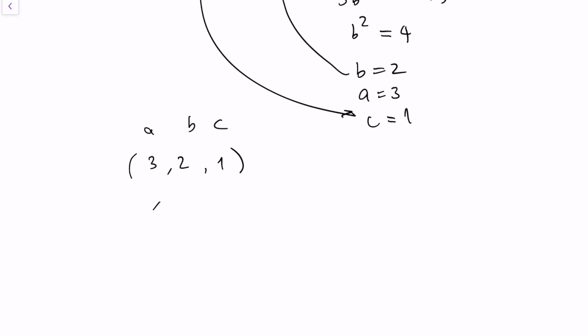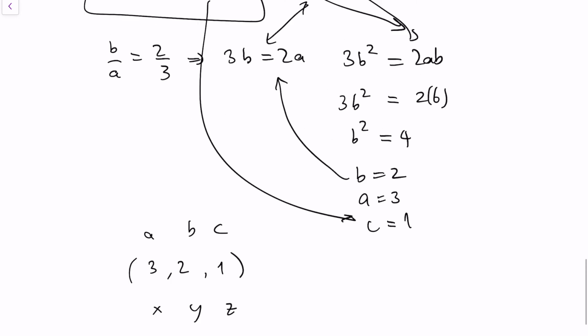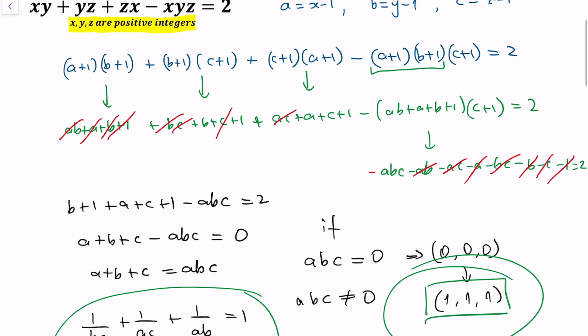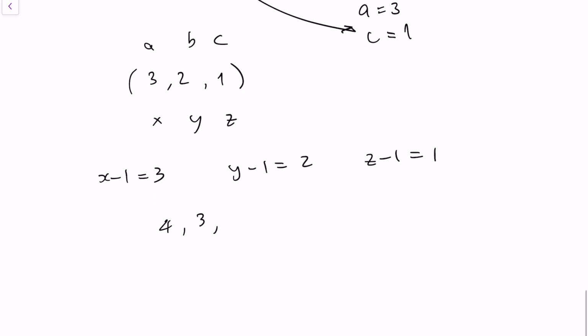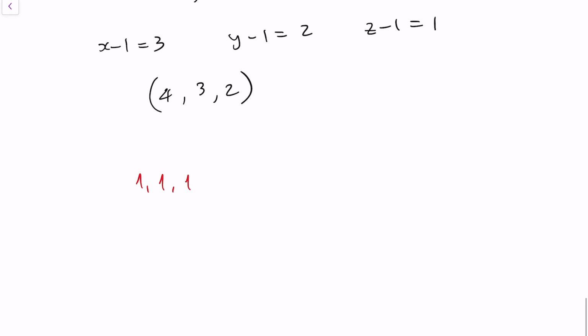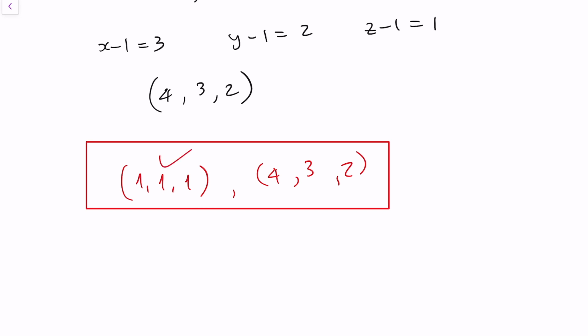That's ABC, but we want it in X, Y, Z. So remember, the definition of ABC was X minus 1, Y minus 1, and so on. So what we're saying basically is X minus 1 is equal to 3, Y minus 1 is equal to 2, Z minus 1 is equal to 1. So in X, Y, Z, we have 4, 3, 2 as the solution, right? So just to sum it up, the solutions we have are 1, 1, 1, and 4, 3, 2. And of course, considering this symmetry, all the permutations of the solution are a solution itself. So 4, 3, 2, 2, 3, 4, and so on.